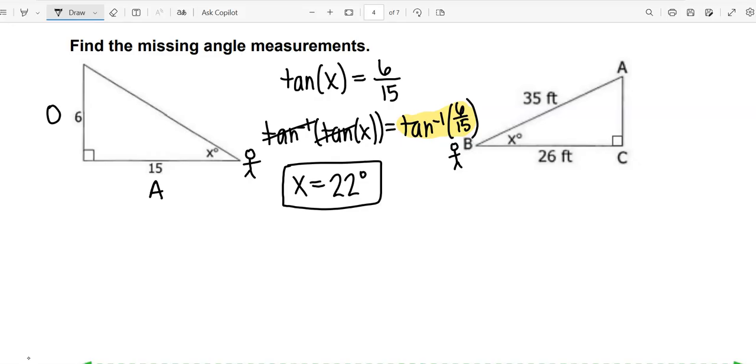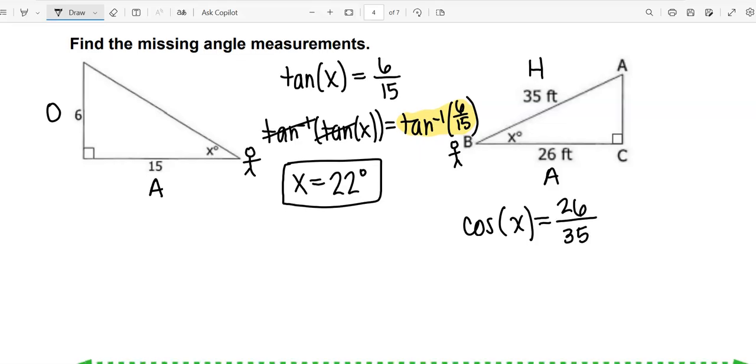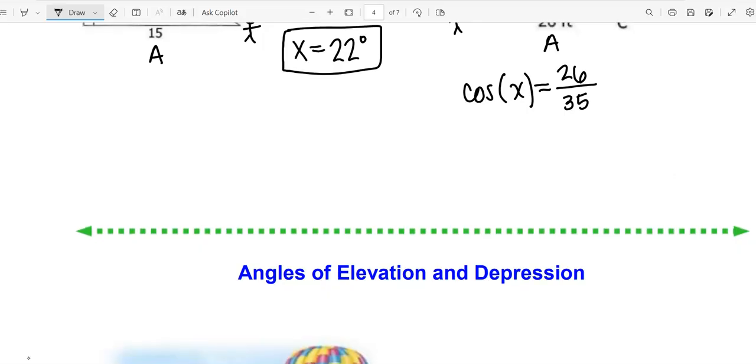35, I know a lot of us label these correctly, so hypotenuse, and 26 is adjacent. And remember, cosine is the one you want to use for adjacent and hypotenuse. Cosine of X is equal to adjacent, 26, over hypotenuse, 35. And then we're going to take cosine inverse of both sides. So cosine inverse of cosine of X equals cosine inverse of 26 over 35. Remember to get cosine inverse in your calculator, you want to go second cosine.